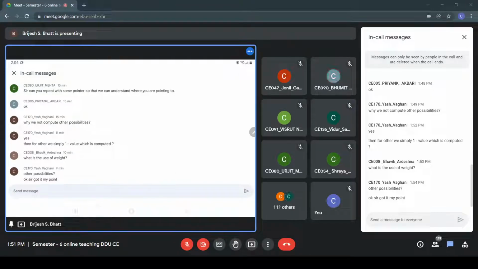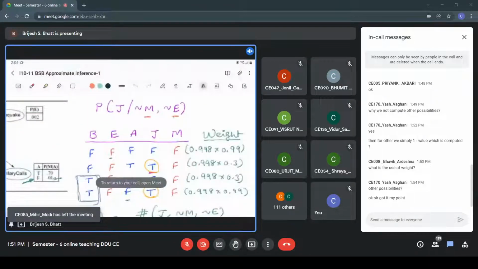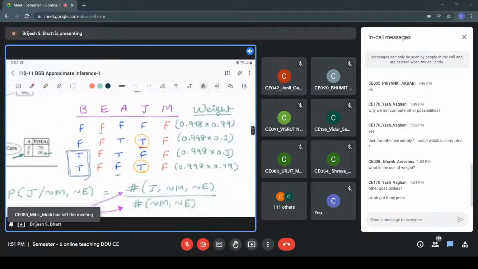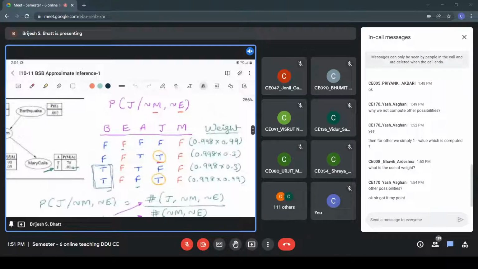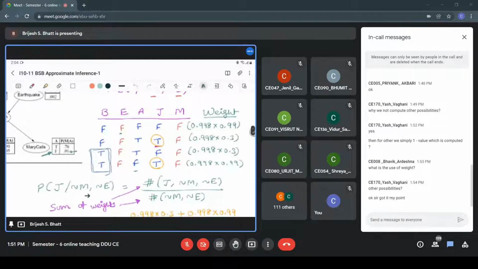Okay. So let's come to the final part of this algorithm, which Bhavik is asking: what is the use of this weight? So now when we want to answer the inference question, the probability of J given not M and not E, the formula remains the same: count how many times J, not M and not E appear together, divided by the number of times not M and not E appear together. But now you do not have the full data because you have fixed the E and M variables. So instead of counting it as 1, you will count this weight value.